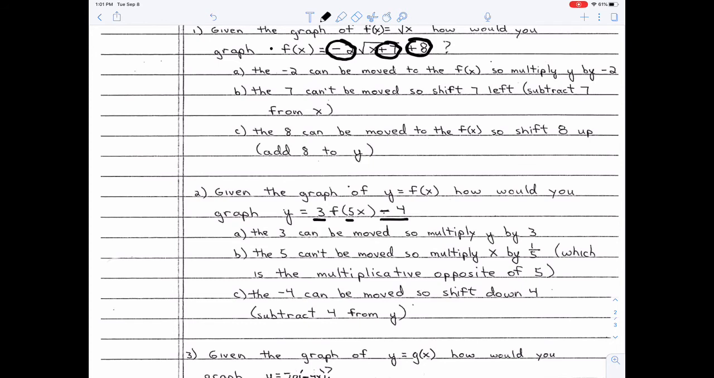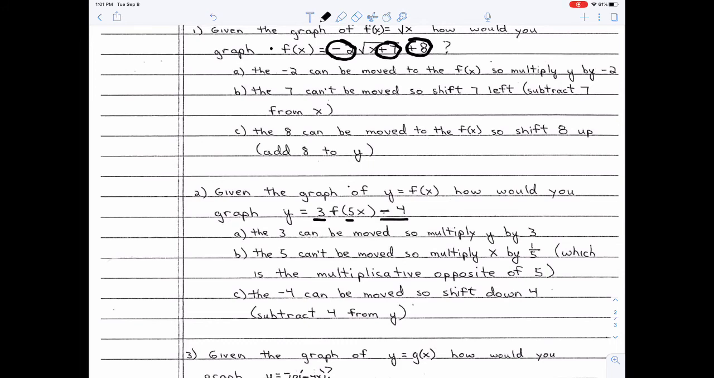Now, some people would say divide by 5, and that's fine, but usually it's actually kind of harder to do it that way. So I'm going to multiply by 1/5. Remember, 1/5 is the multiplicative opposite of 5. You don't change the sign. Okay, and quite frankly, that's where people are going to have the difficulty, is with the x's, on multiplication.